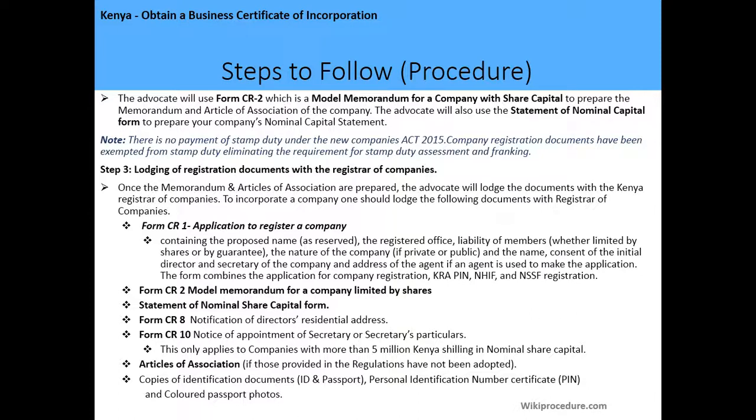So the advocate will use form CR12, which is a model memorandum of a company with share capital, to prepare the memorandum and articles of association of the company. And the advocate will also use the statement of nominal capital form to prepare your company's nominal capital statement. Note that there is no payment of stamp duty under the new Companies Act of 2015, so company registration documents have been exempted from stamp duty, eliminating the requirement for stamp duty assessment and franking.